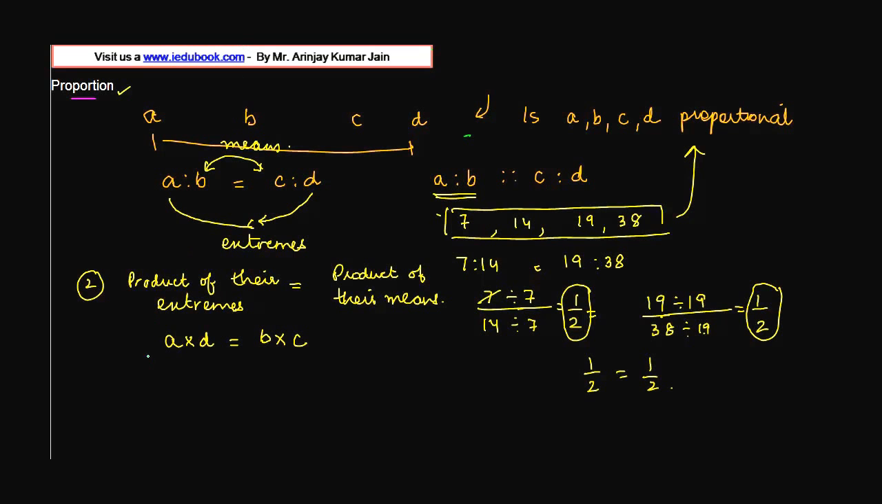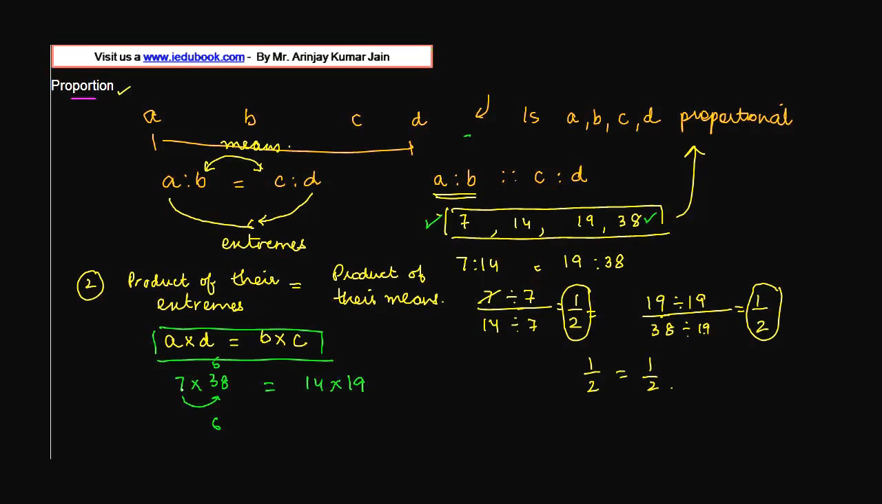Right? So can we verify this? Let us apply this to this particular case here. So what's the value of A here? 7. What's the value of D? 38. B into C is equal to 14 into 19. C is 19. So if these numbers are proportional, then A into D should be equal to B into C. Now let's multiply.